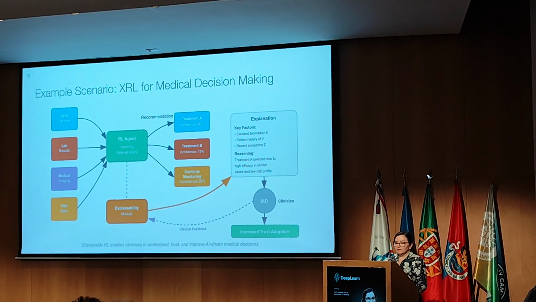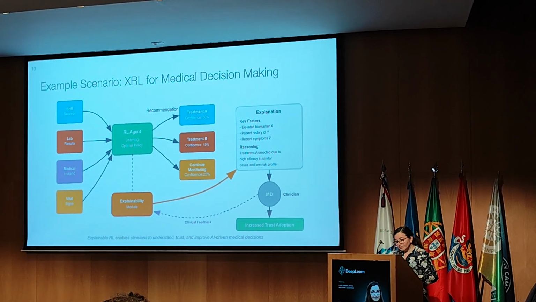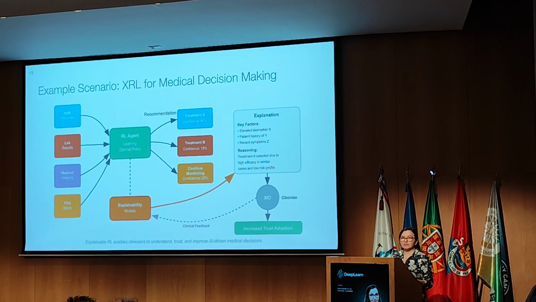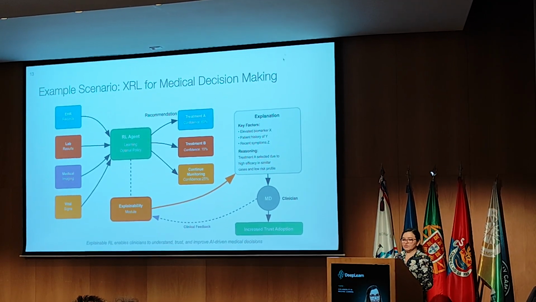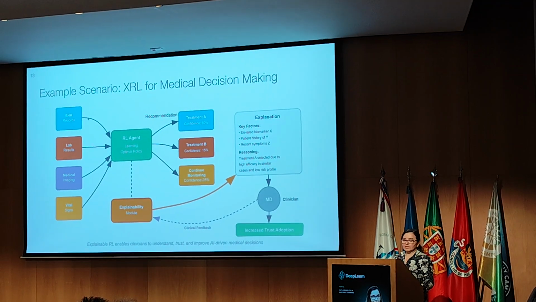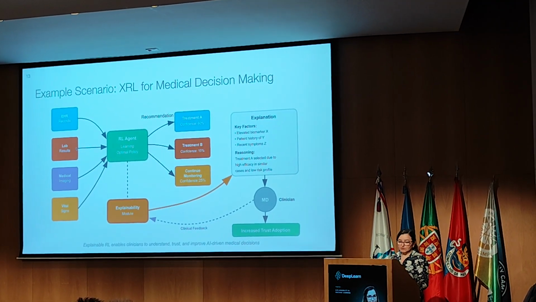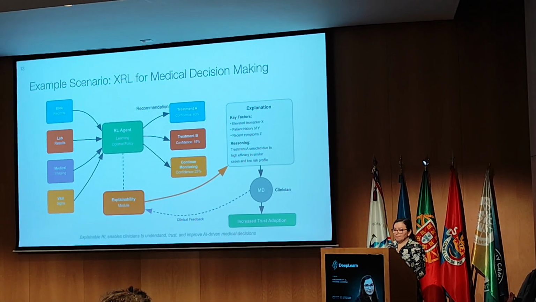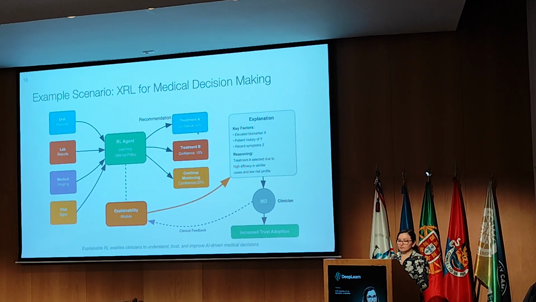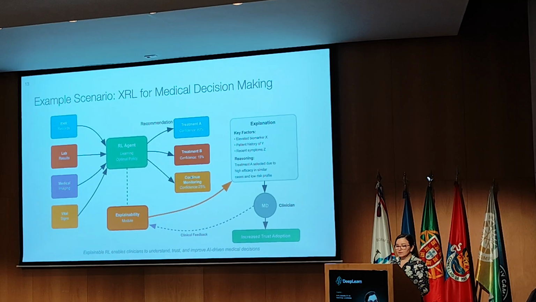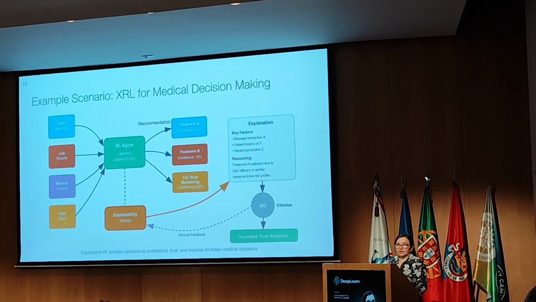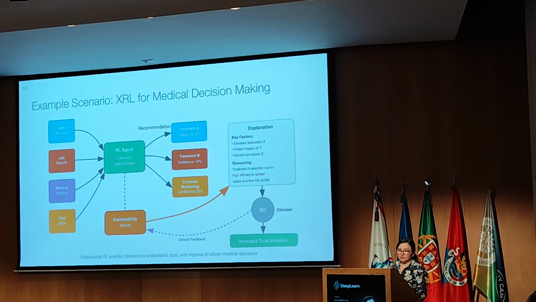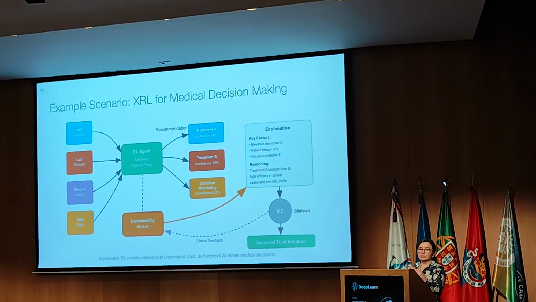Let's say you have an RL agent that learns an optimal policy. Now this RL agent has access to many sources of data. Let's say it has electronic records, lab results, medical imaging, or any other data. And then it recommends certain treatments with some probability. Now what would be interesting for the clinician is to also understand what this RL agent is doing.